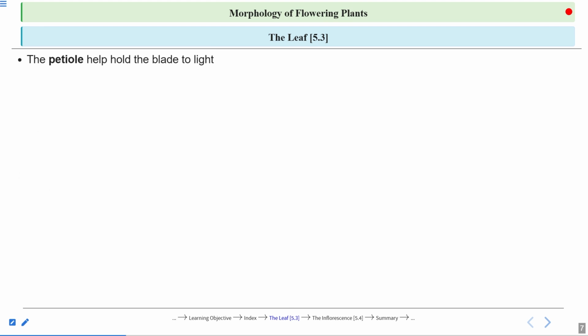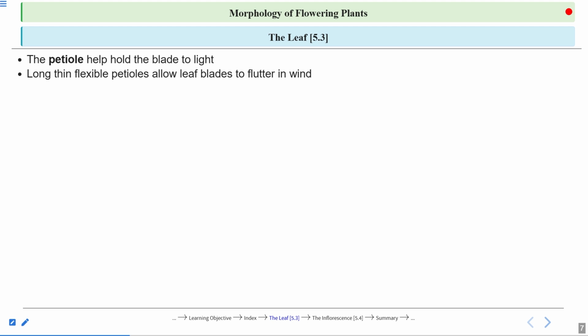Now petiole, what is the function of petiole now? The petiole helps hold the blade to the light. Okay, the lamina, this is also known as blade. So the petiole helps to hold the lamina towards the light. So it helps to orient the leaves towards the light. Because what is the role of leaves? To capture the light energy, to do photosynthesis. Petiole, which is known as the stalk of the leaf, helps hold the lamina or the blade to the light.